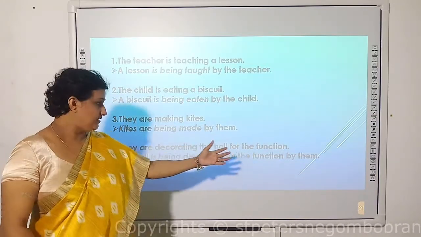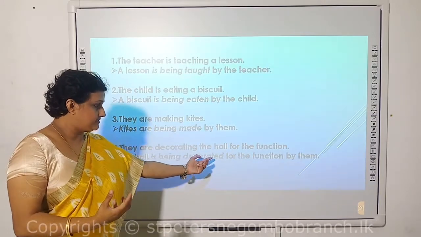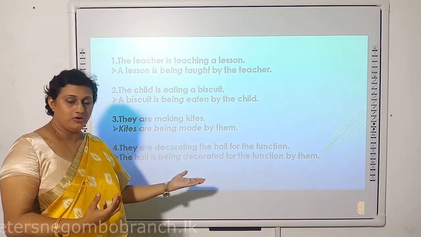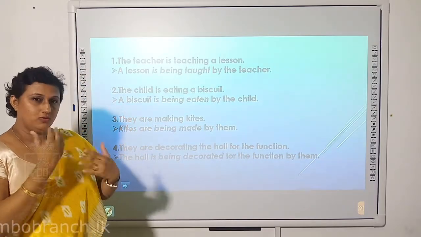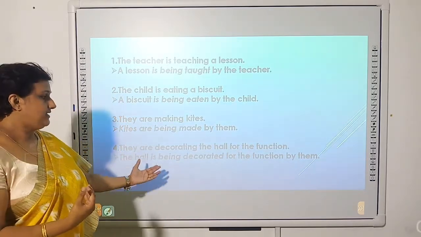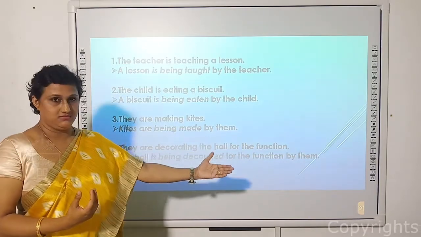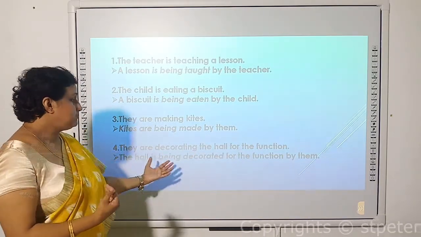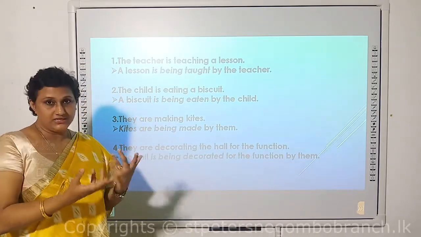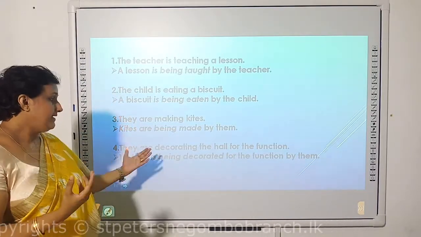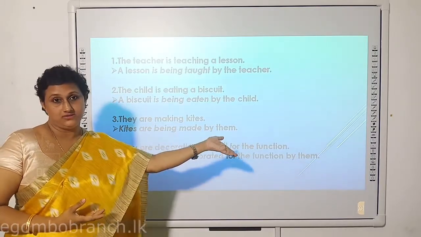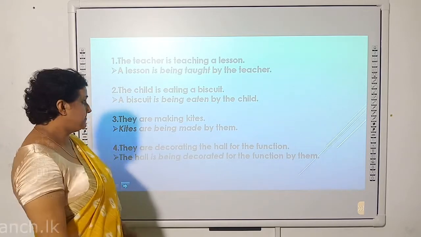So this by formation, either you can come up to the top as well. That is for the function part, you can put it to the end of the sentence, and you can take the by form to the top as well. But then according to the meaning of the sentence, you have to change it, right? So the answer is the hall is being decorated for the function by them, or else you can say the hall is being decorated by them for the function. So that depends on the situation. You can change the positions. According to the meaning, you can change it, right?